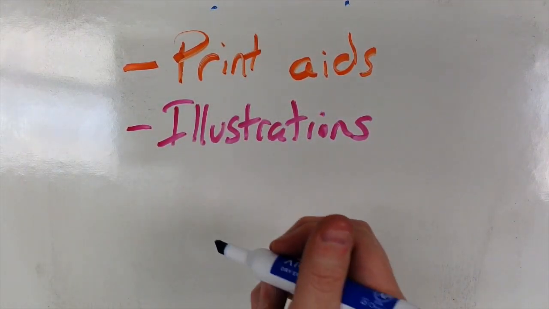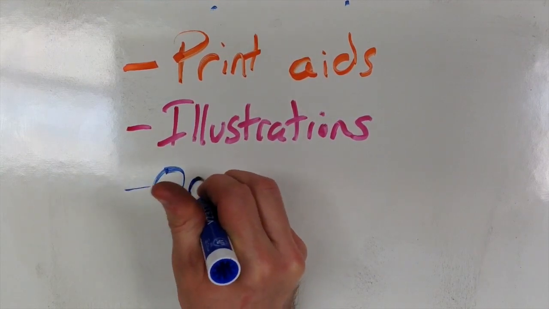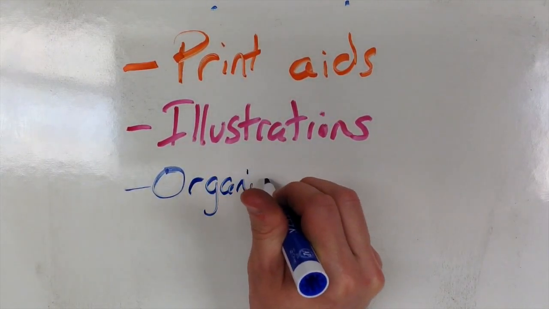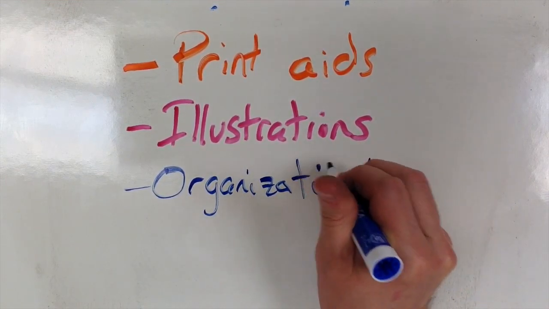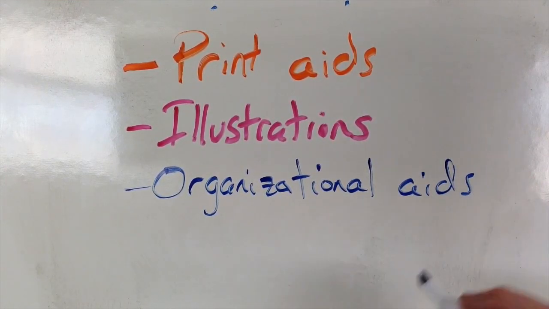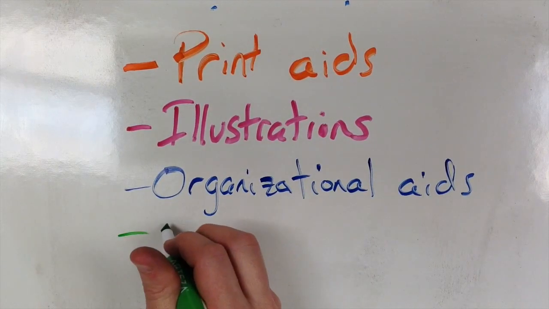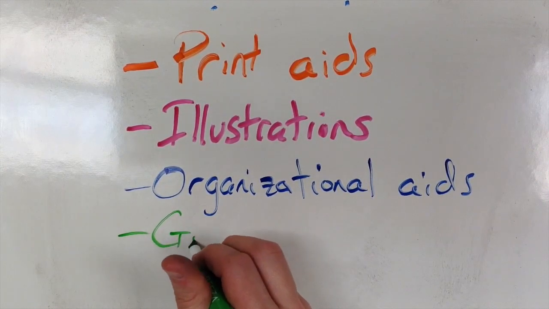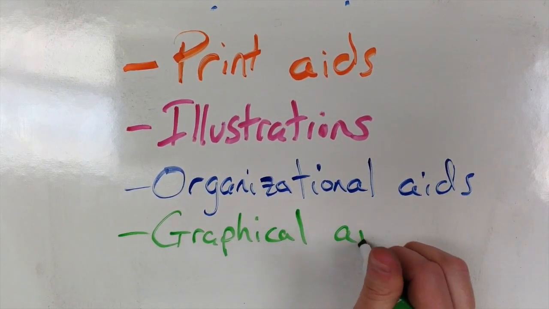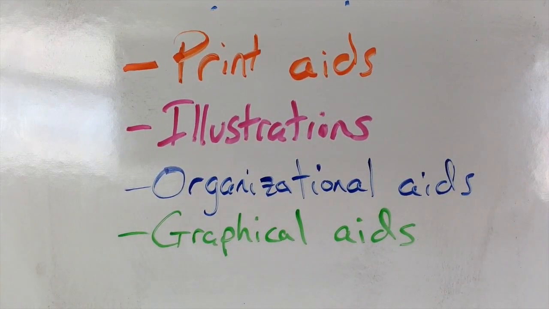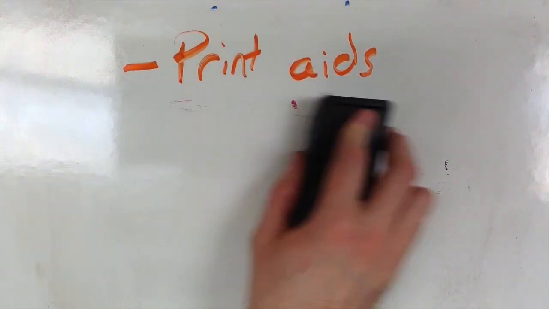I take a look at the organizational aids that help readers identify important words or phrases, and typically you'll see this with bolded text or headings or sidebars. And finally, I look for graphical aids that represent information in a visual format. So for example, an author might use a diagram or figures or a map to help present information.